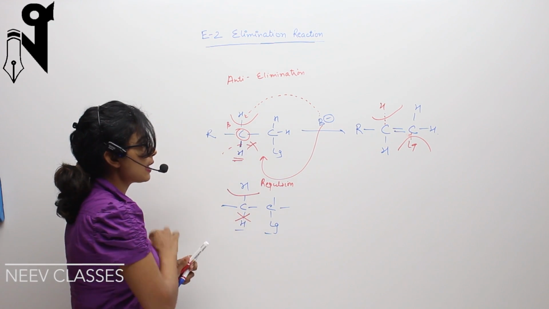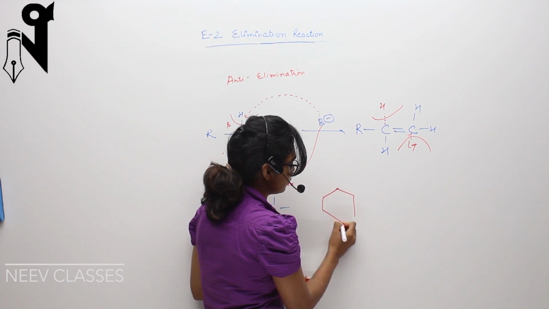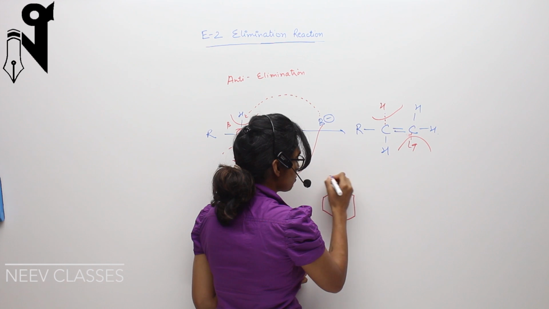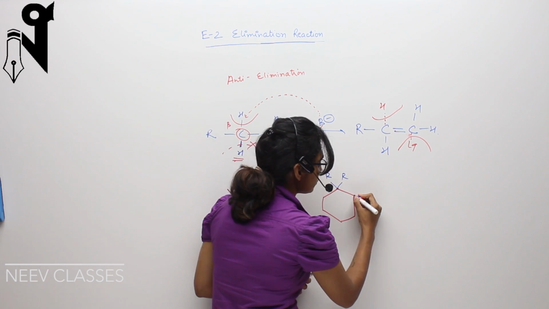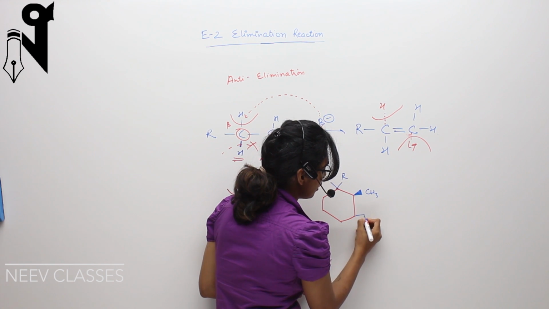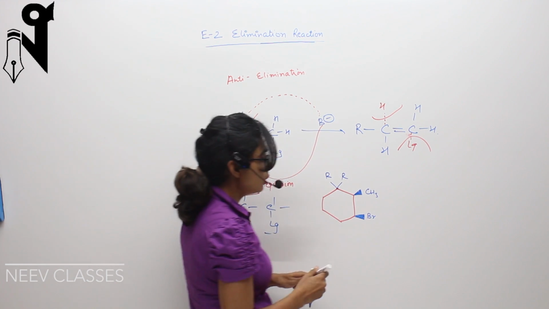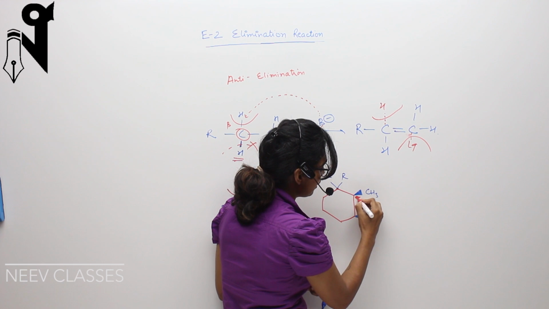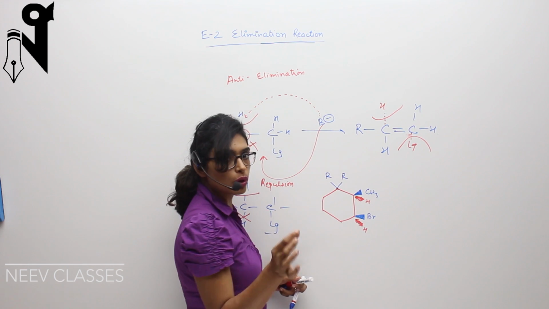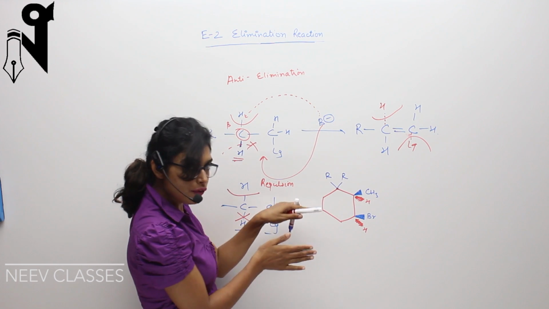So let's look at an example. For example, if I have a molecule like this. Now assume I have two R groups over here, and a CH3 over here and a Br over here. Now I have, let's say, hydrogen. This CH3 and Br have been put onto the wedged bond, that means they are towards the viewer, whereas both of the hydrogens are away from the viewer.